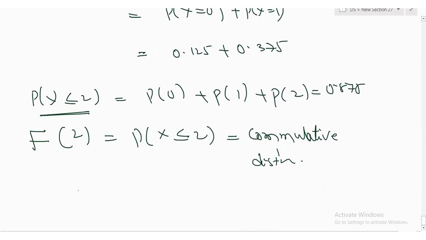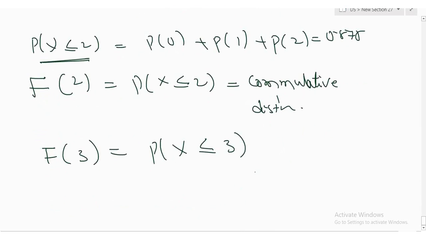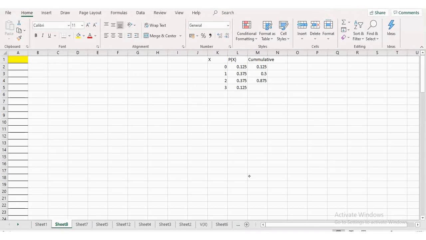You guys are clear? So what is the meaning of this? Probability of x less than or equal to 3. Agreed? How much is this? When you add all the probabilities, it should be 1. Look at this. This plus this. It is the 1.